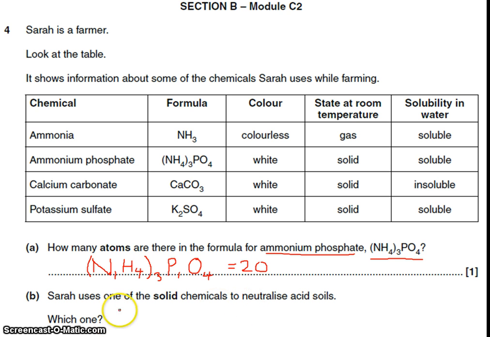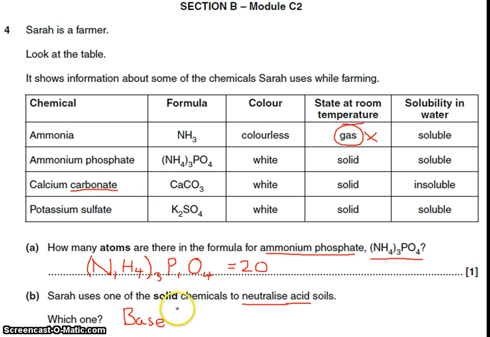The next question is which of the solid chemicals would be used by Sarah to neutralise acid soils. So if it's going to neutralise an acid, the chemical we're looking for has to be a base. Now if you look at the list, ammonia can act as a base, but that isn't a solid chemical. So it's ruled out because it's a gas, so it can't be ammonia. Ammonium phosphate and potassium sulfate are both examples of salts that are used as fertilizers. So it's the carbonate that is what you need to use.